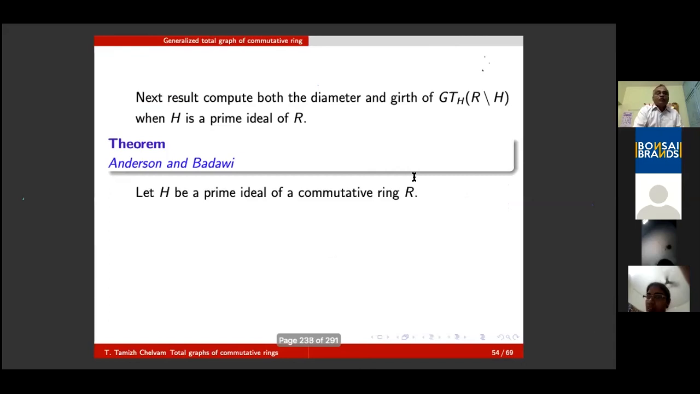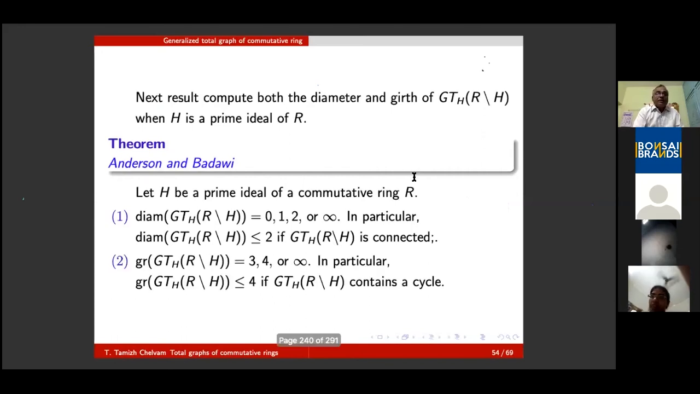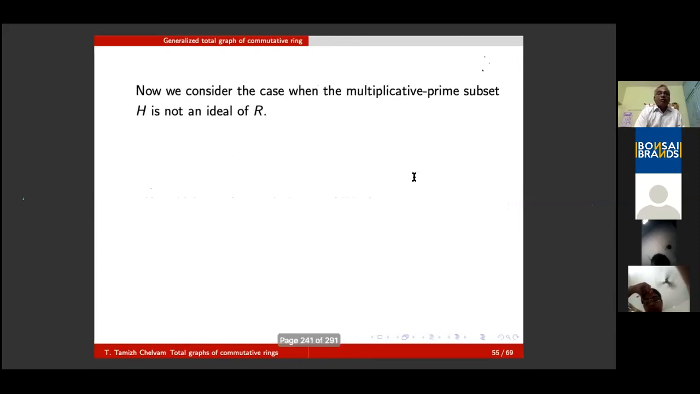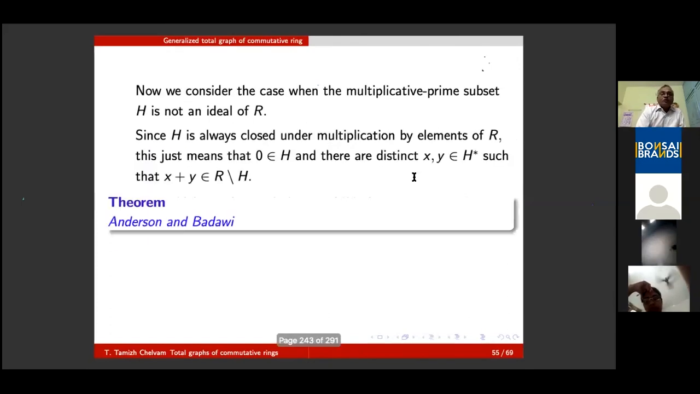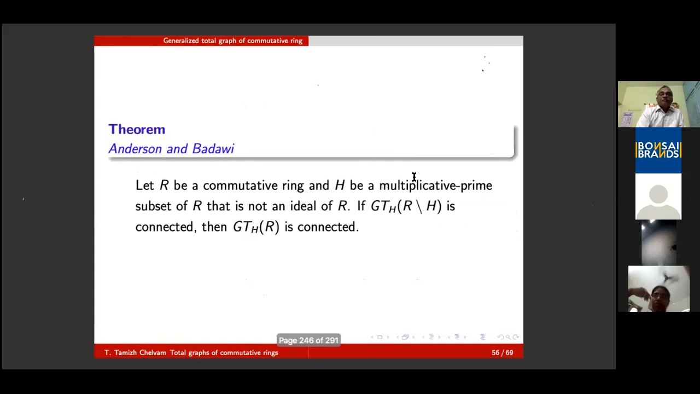Of course, the diameter is obtained for the total graph. The diameter of the total graph is either 0, 1, 2 or infinity. And the girth is obtained: the girth is either 3, 4 or infinity. In the case of the complement, if it contains a cycle, then the girth is less than or equal to 4. Of course, several properties are obtained by Anderson and Badawi similar to the properties of the total graph.